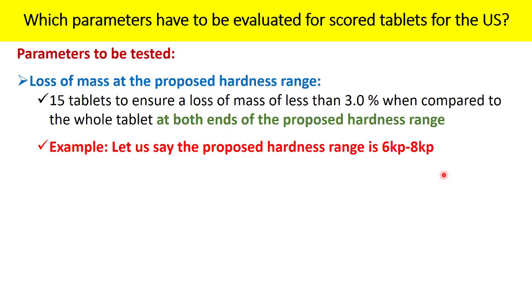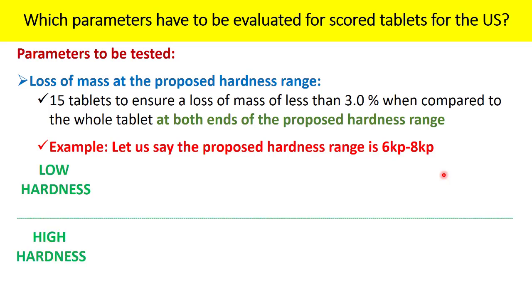So understand how much portion has been lost during this splitting process at the lowest range of the hardness and also at the highest range of the hardness. So now these are the two important experiments you need to plan. Tablet manufactured with a low hardness, that is 6 kp in this example, and the tablet manufactured with the 8 kp, that is at the high hardness.